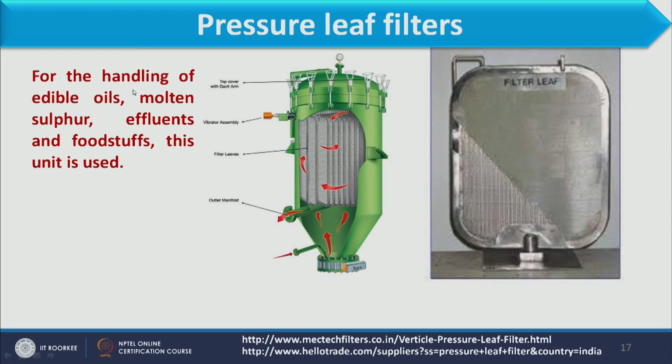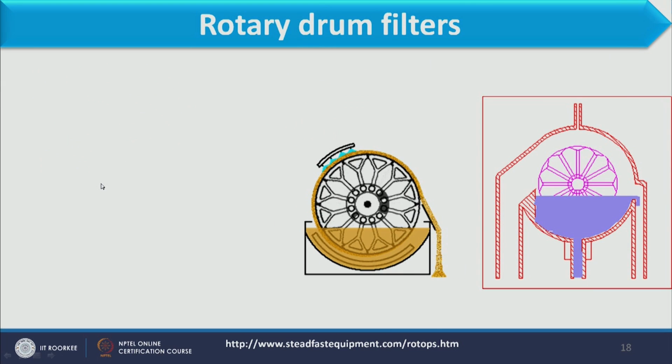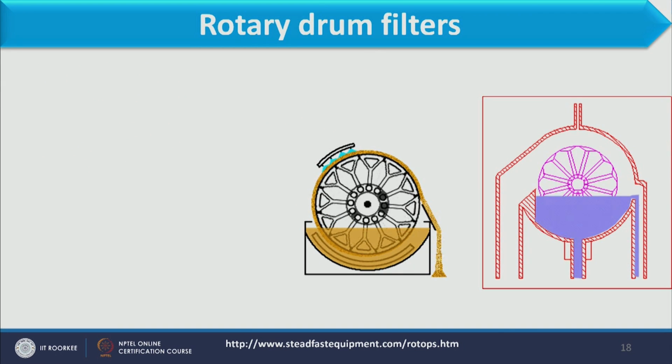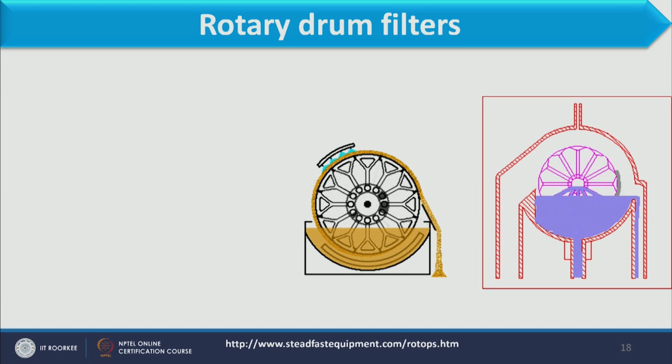So it is used for the handling of edible oils, molten sulfur, effluent and foodstuff. Now the next equipment we have is the rotary drum filter. The working of the rotary drum filter we have already discussed in continuous filtration. We will just go briefly through this.